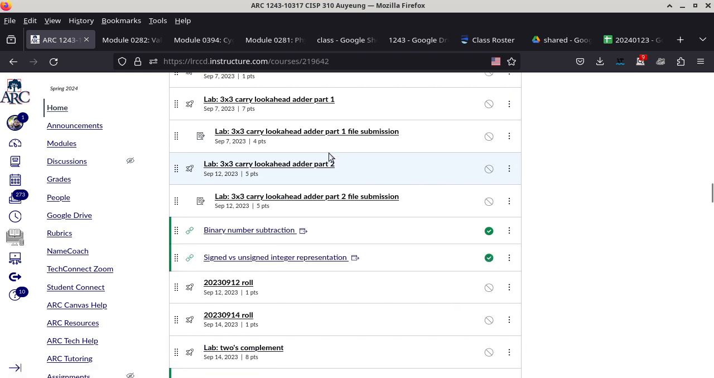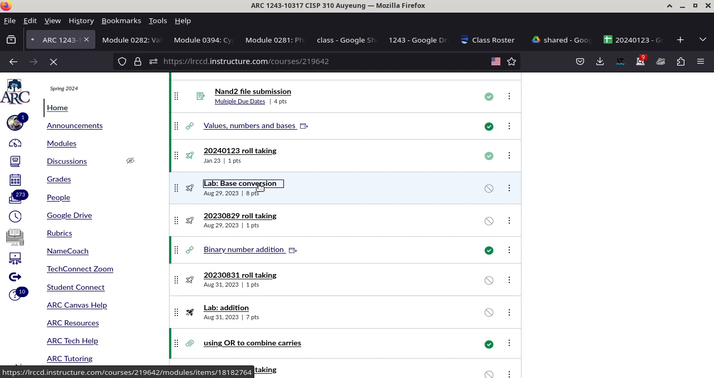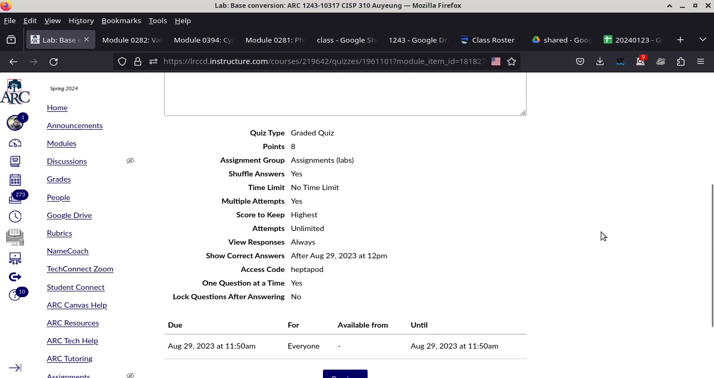All right, so today's lab is base conversion, which is this one here, and I am going to give you the access code. The access code to today's lab is heptapod, H-E-P-T-A-P-O-D, which is what we call the creatures with seven limbs in the movie Arrival. I will change the due date, so it's going to be due tonight at 8:20 p.m. So by the time you get to the lab, you can start on it. I'm going to finish up with the recording and clean up my mess here. I'll see you guys over at the lab.